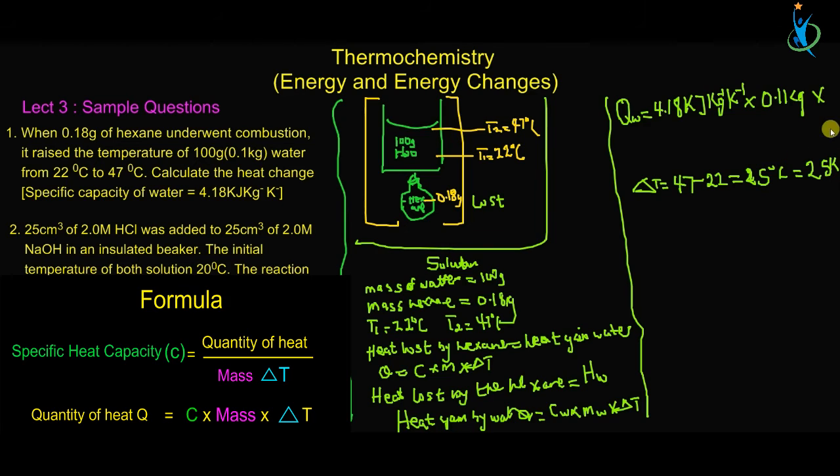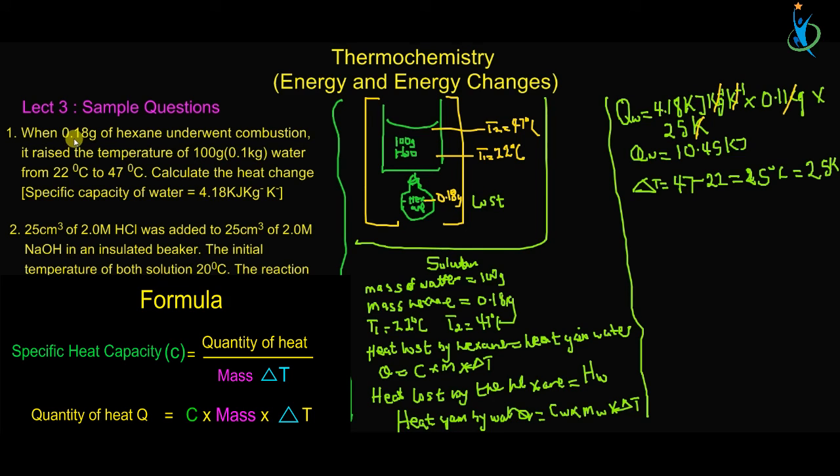So times the change in temperature, that is 22 from 47, we are going to get times 25 Kelvin. So when you multiply your final answer, this K will cancel this K. Have you gotten that? So finally we'll be left with only kilogram, that is, kilojoules. The heat gained by the water will be equal to 10.45 kilojoules.